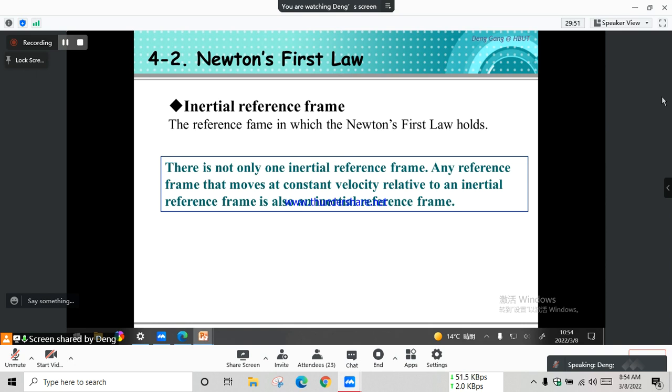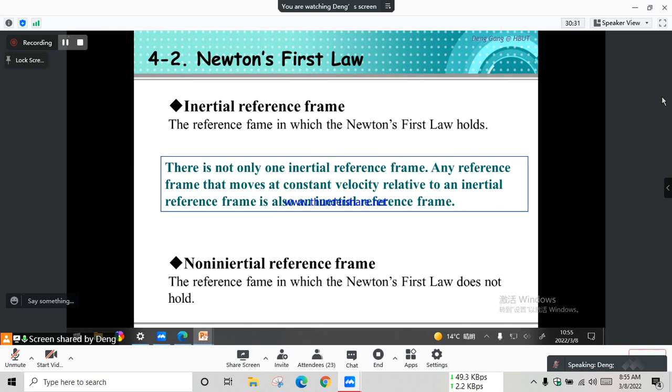Any reference frame that moves at a constant velocity relative to an inertial reference frame is also an inertial reference frame. So if we treat the Earth as an inertial reference frame, the desk at rest on the surface of the Earth is also an inertial reference frame. You can choose any reference frame which moves at a constant velocity relative to the Earth. Anyone is okay. It depends on which one you feel is convenient.